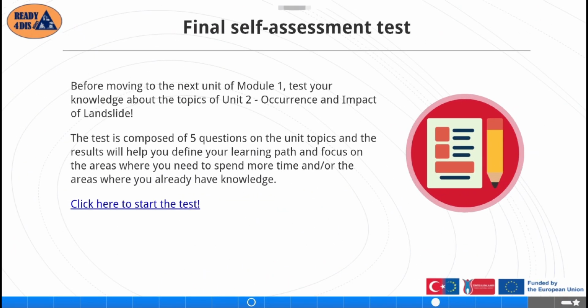Before moving on to the next unit, here is a short self-assessment test about the occurrence and impacts of landslides. It includes 5 questions and helps you see which topics you already understand and which ones may need more focus.